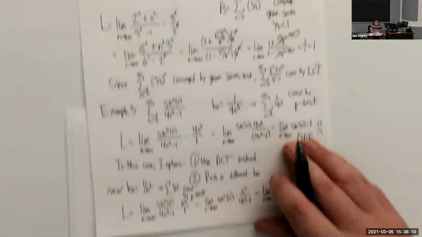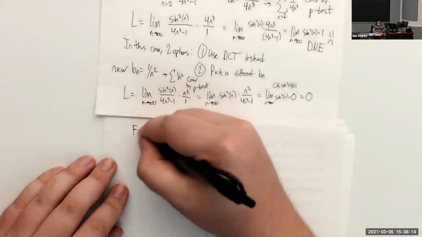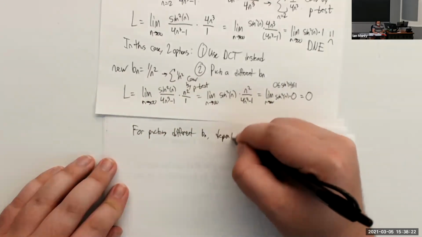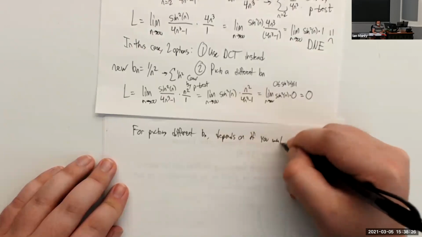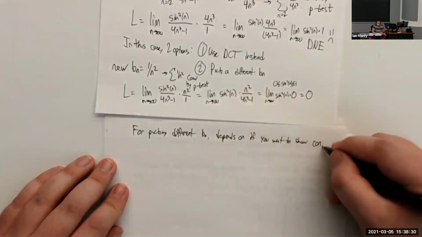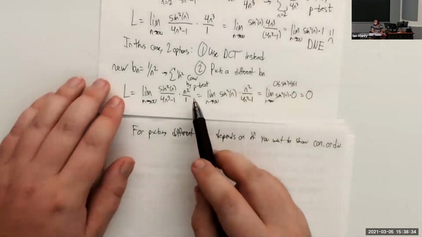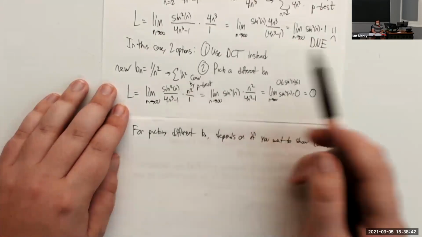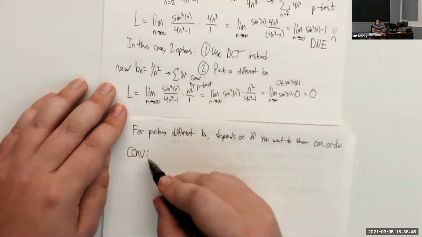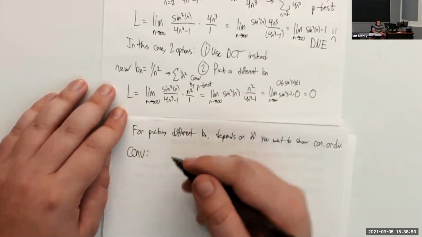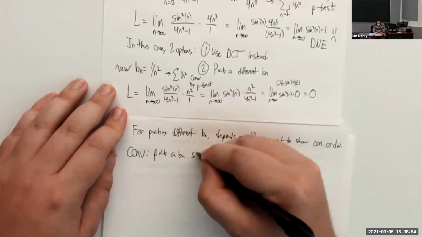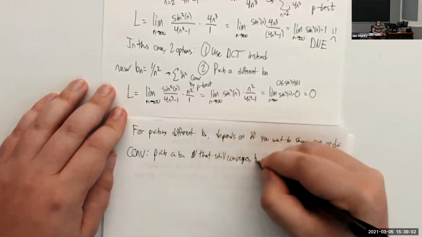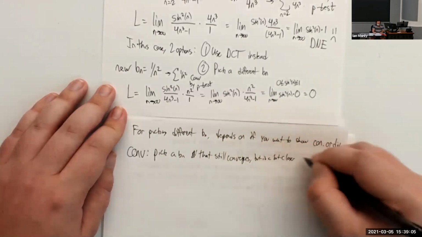All right, now let me give kind of a more general answer to that question. So picking a different BN depends on if you want to show convergence or divergence. So what did we suspect in this problem? We suspected that this was going to converge, right? Because both of the BNs that we picked, those were converging. So if we want to show that it converges, but maybe the BN we picked wasn't working, you pick a BN that still converges, but is a bit closer to diverging.